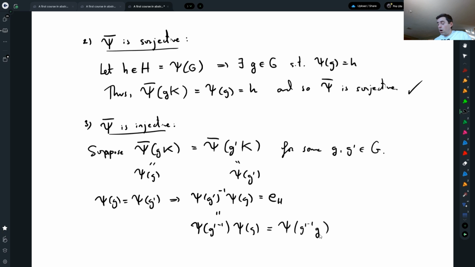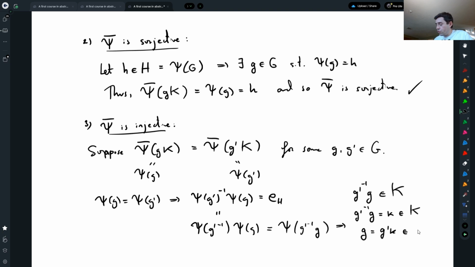Okay, so what that tells me is that this element went to the identity, so it is in the kernel, and therefore G prime inverse G is in the kernel. But that means we can write G prime inverse G as some little k in K, and therefore G itself is G prime k.